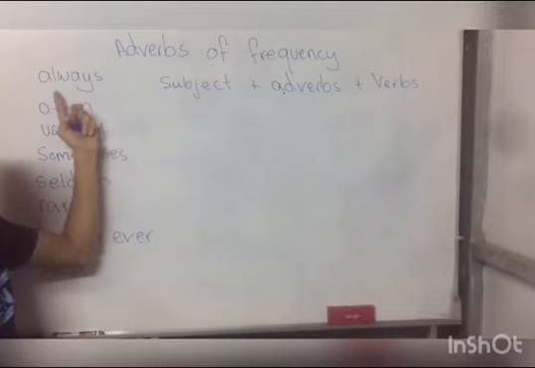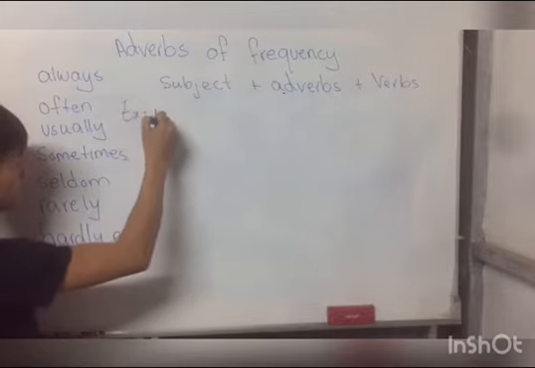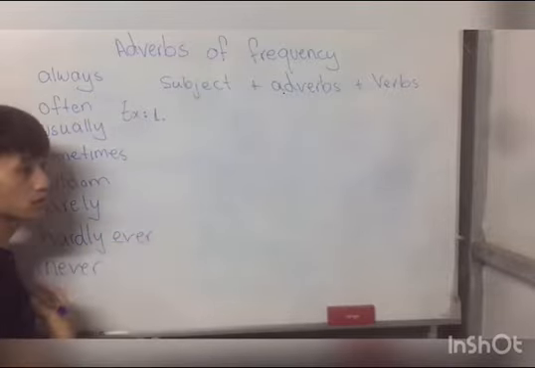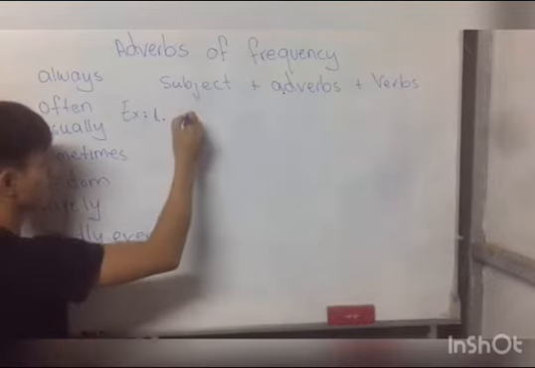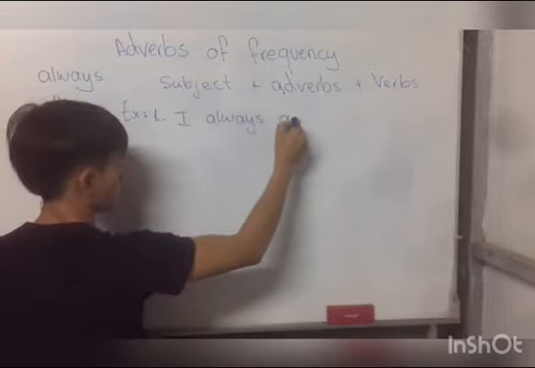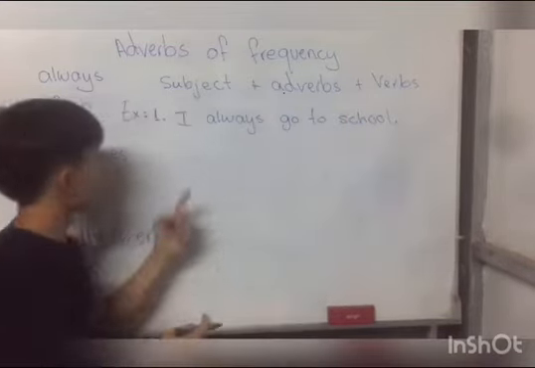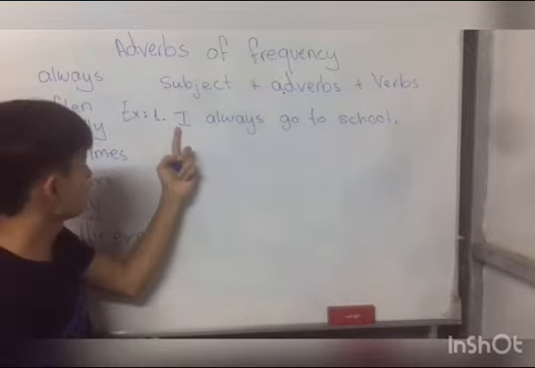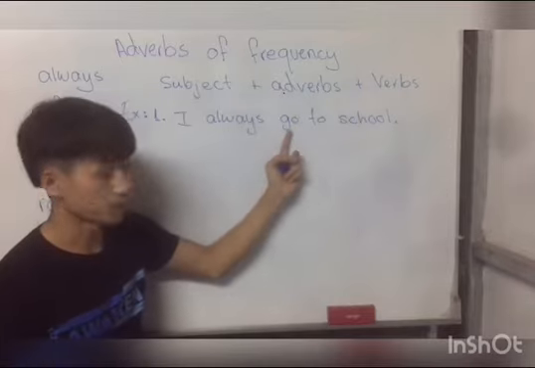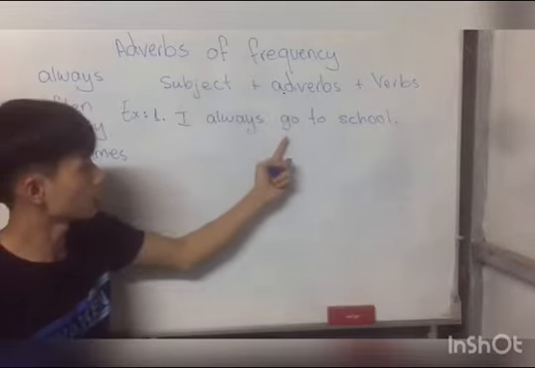Let's make an example of always. For example, the first example: I always go to school. I is the subject, always is the adverb, go is the verb.